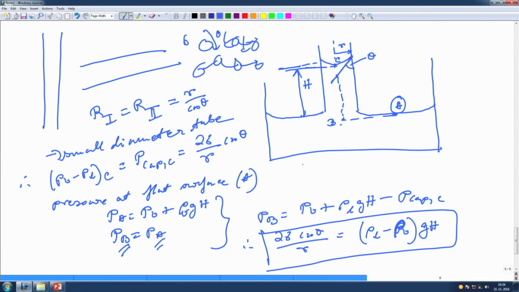If your theta now is less than 90 degrees, what can happen? The capillary rise can be seen.